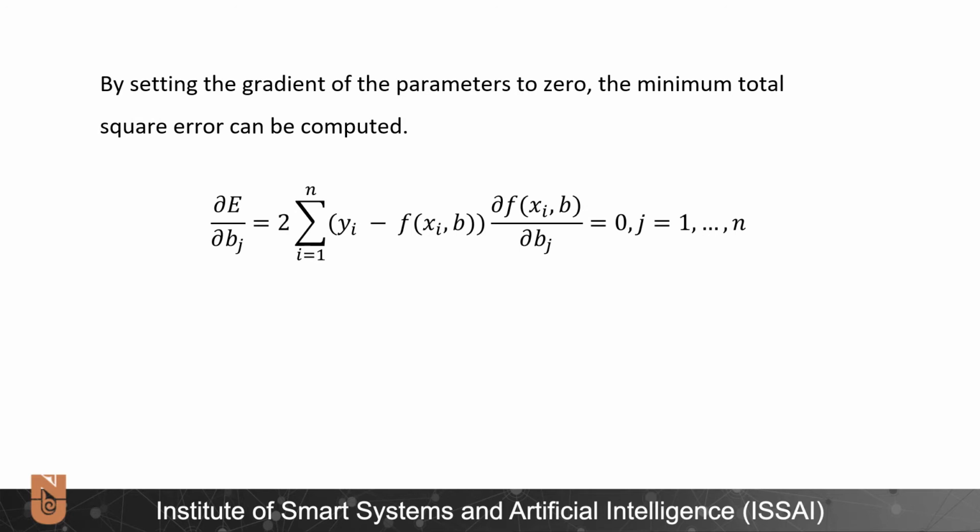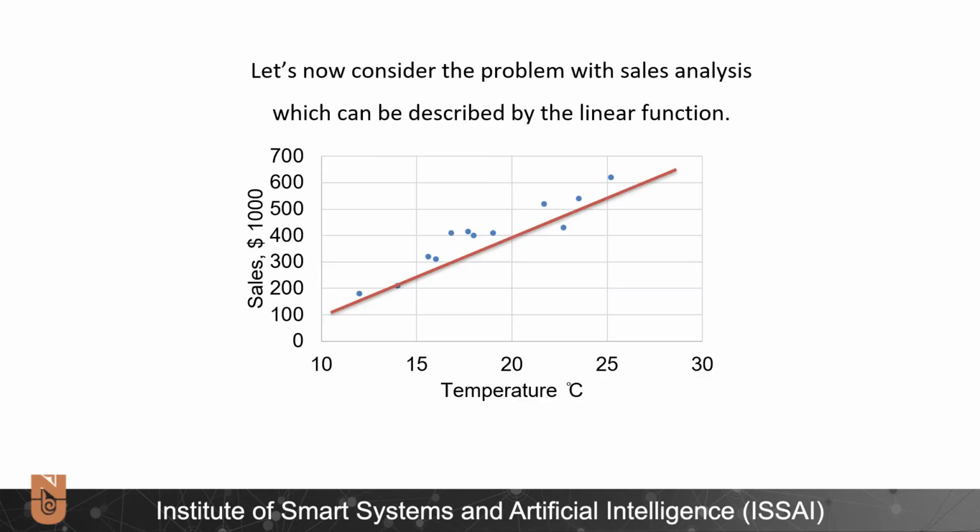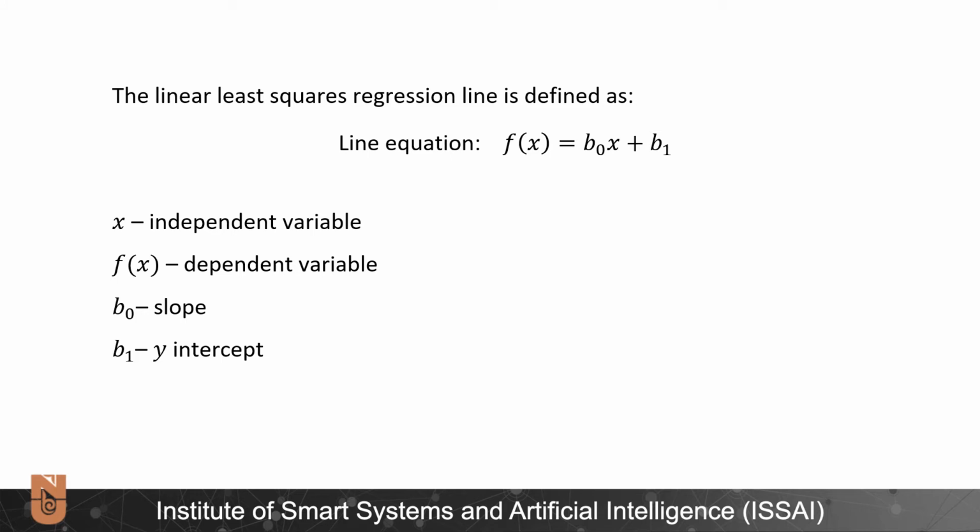As we have mentioned, to fit the data, linear and nonlinear functions may be applied that have a number of different parameters. And by setting the gradient of total square error function with respect to these parameters to 0, we can find the minimum total square error. As a numerical example, let's consider the problem with sales analysis we have seen, which can be described by a linear function. The linear least squares regression line is defined as follows. f of x is equal to b0x plus b1, where b0 is a slope and b1 is y-intercept.